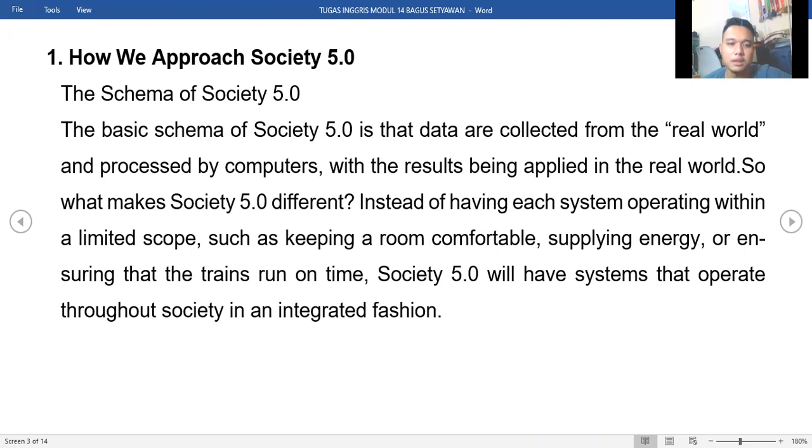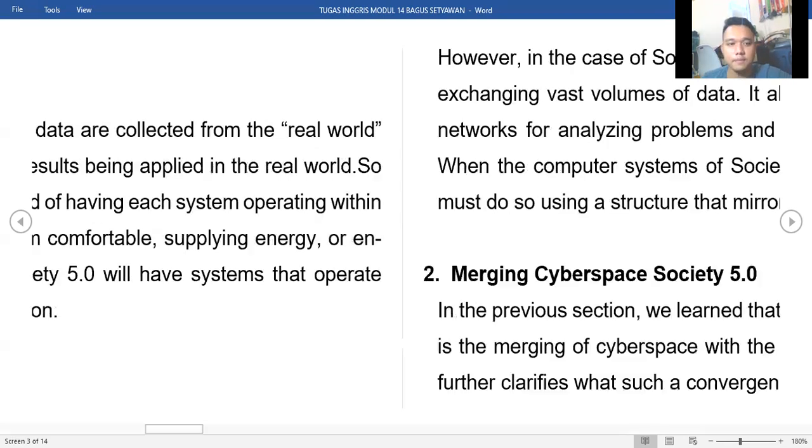So what makes Society 5.0 different? Instead of having its systems operating within a limited scope, such as keeping a room comfortable, supplying energy, and serving transport, Society 5.0 will have systems that operate throughout society in an integrated fashion.